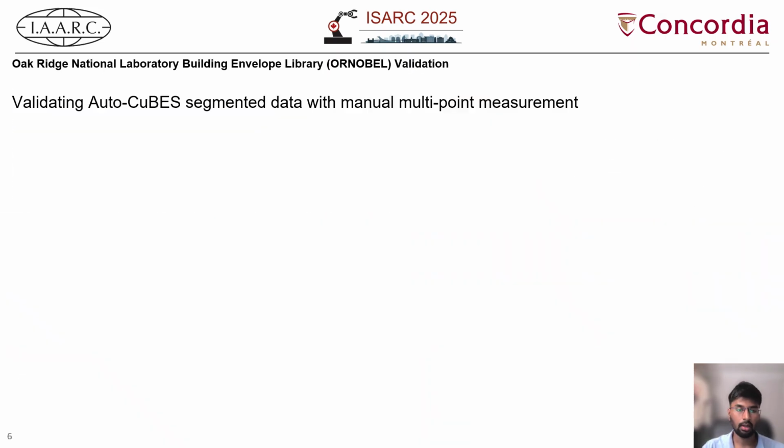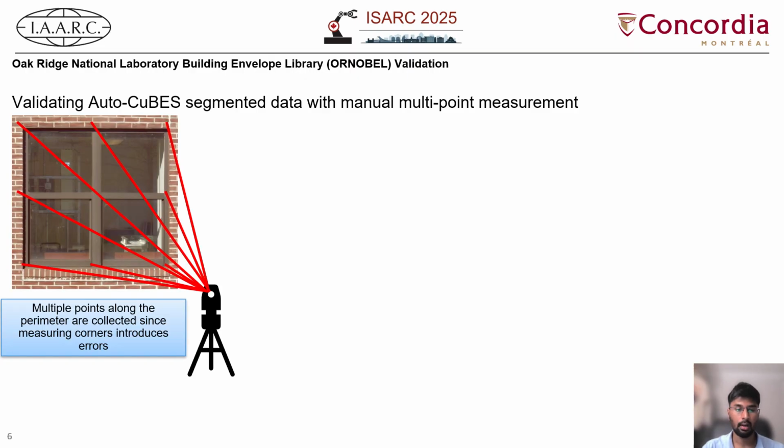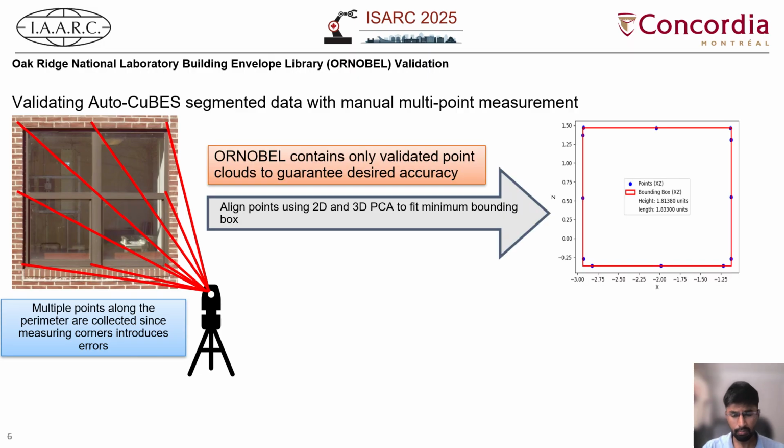We validated the AutoCube segmented data with manual multi-point measurement across the windows. We collected multiple points across the perimeter of the windows, since measuring corners introduces human errors. From the collected points, we did PCA and fit a bounding box, and that gives us the dimension of the windows, and these are considered as the ground truth data.